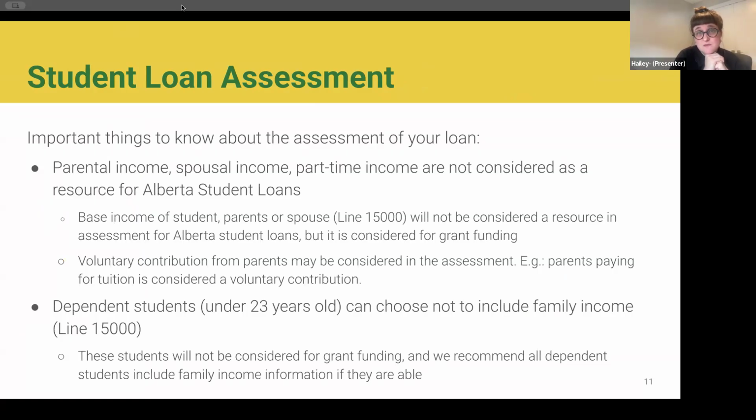So one of the things that we like to let students know and be aware of is that parental income, spousal income, part-time income are not considered as a resource for the Alberta student loan. So that old adage of my parents make too much money for me to receive a student loan is not actually true in Alberta. Now, with some caveats on there, if you're considered a dependent student, your parents' income is considered for the grant funding that's associated. So that's money you don't have to pay back.